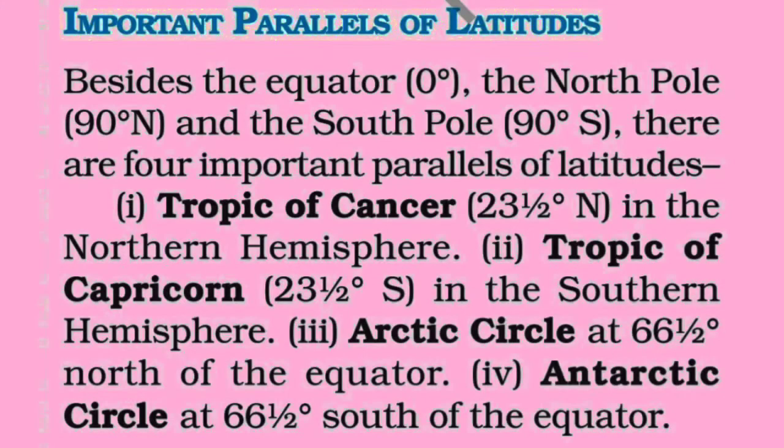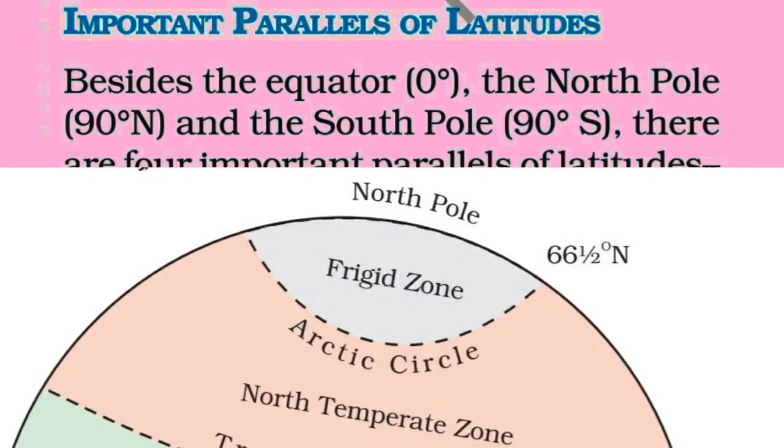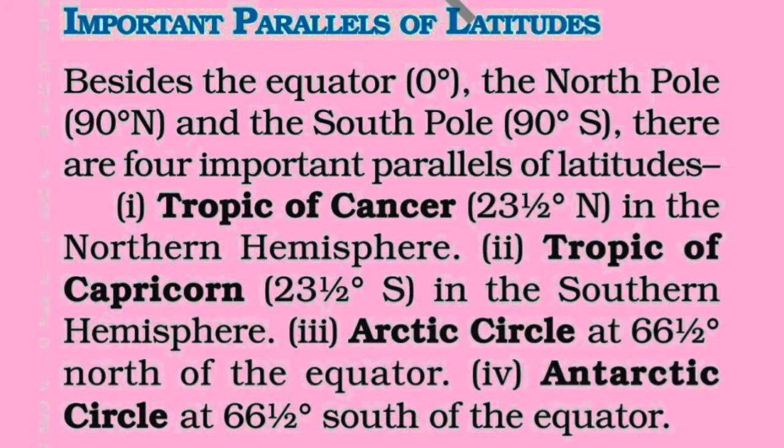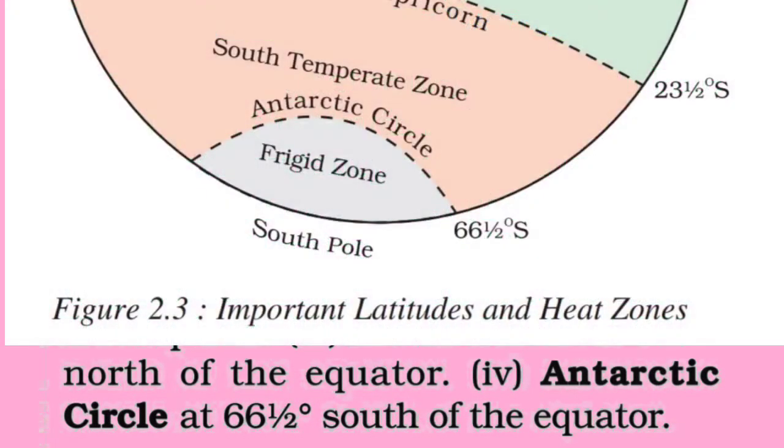Now we come to the third important latitude, that is the Arctic Circle, 66.5 degree north of the equator, and the fourth is the Antarctic Circle at 66.5 degree south of the equator.